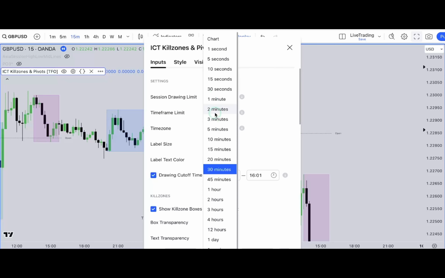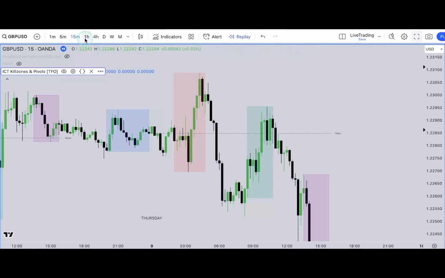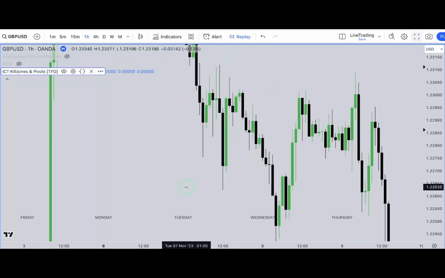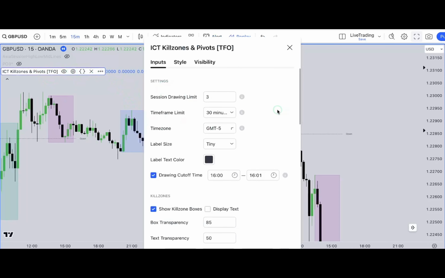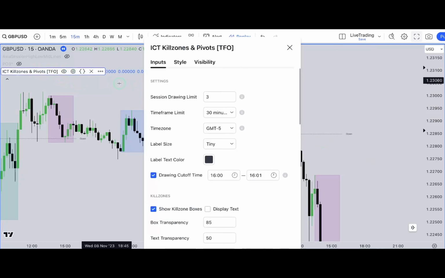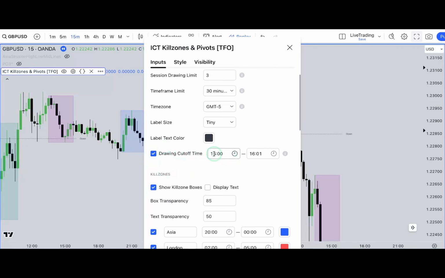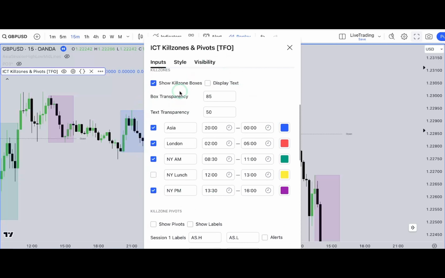Your time frame limit: if you go above, for me, the 30 minutes, it doesn't show anymore. For example, if I'm at the 1 hour, it doesn't show. If I'm at the 15 minute, it does. Time zone, GMT -5, because we are in New York. Always do the New York. So if time changes to UTC -4 again, you should also edit this to -4. Label size, you can do whatever you want. I like them tiny. I like my charts really clean. The cutoff time is at New York close. It's at 4. And I will just leave my settings right here. So I want to show the kill zone boxes.